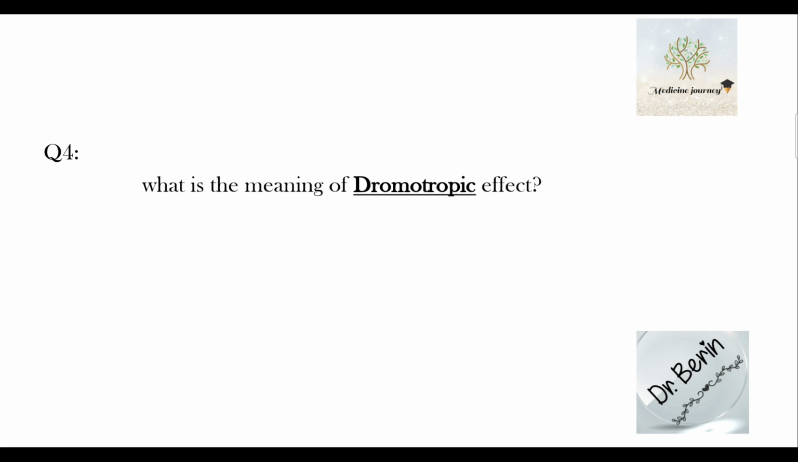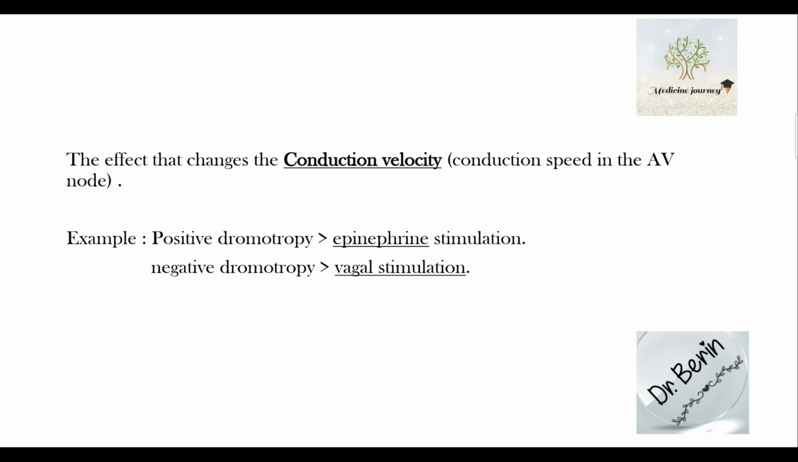What's the meaning of dromotropic effect? So dromotropic effect is the effect that changes the conduction velocity, so the conduction speed in the AV node. Example, when we have positive dromotropic effect, we have like epinephrine stimulation. If we have negative, so this is the vagal stimulation.